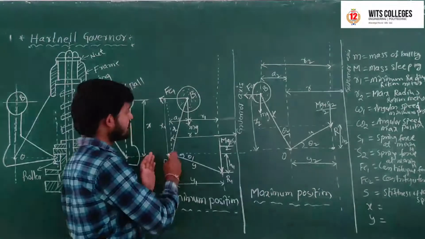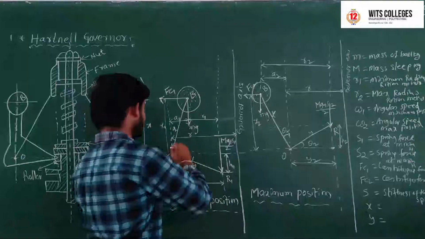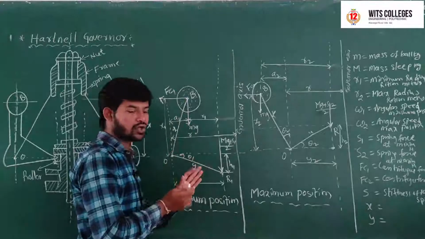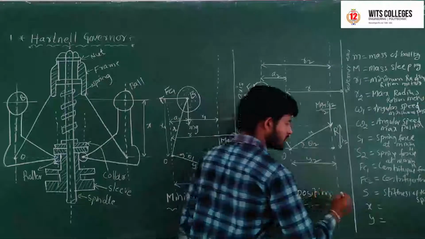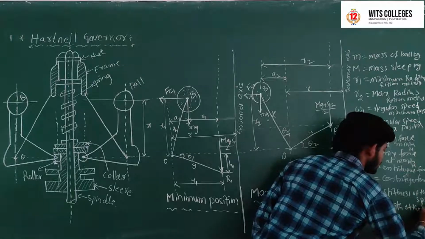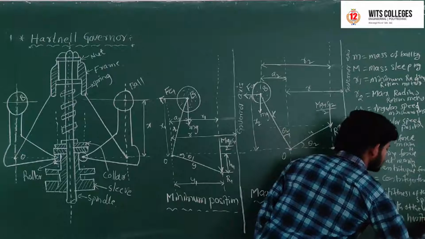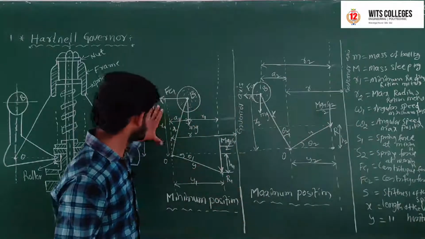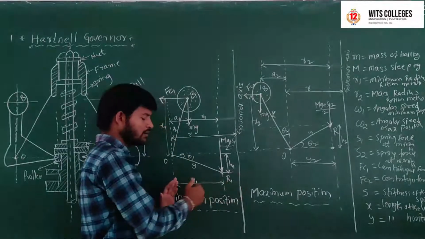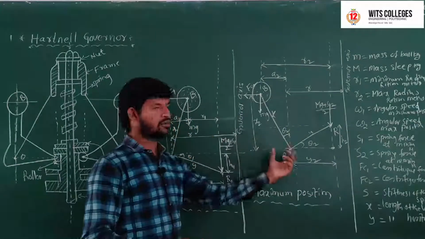X is the length of the vertical, that is, the distance from point O to point B is the length of the vertical position, and this is the length of the horizontal position. X is the height, the distance in the vertical, and the distance in the horizontal we denote by y. These are the notations used for the minimum condition and the maximum condition.